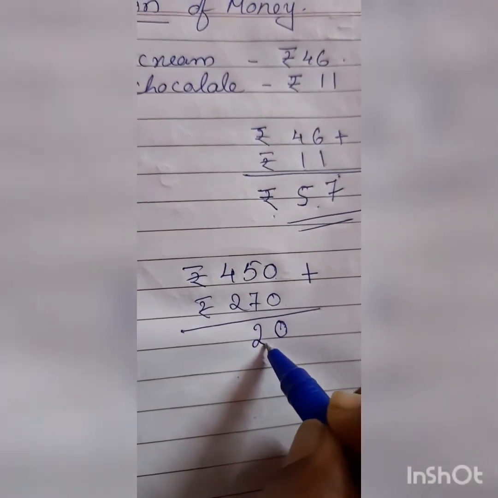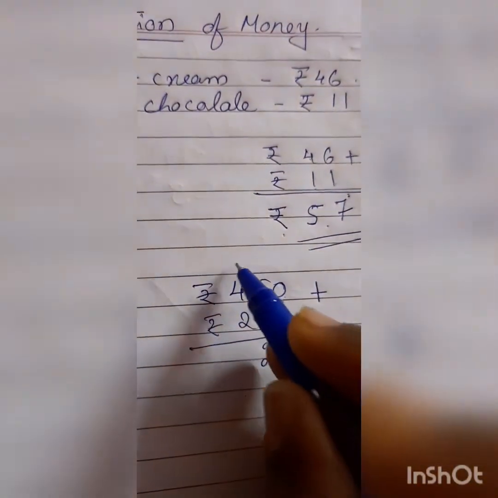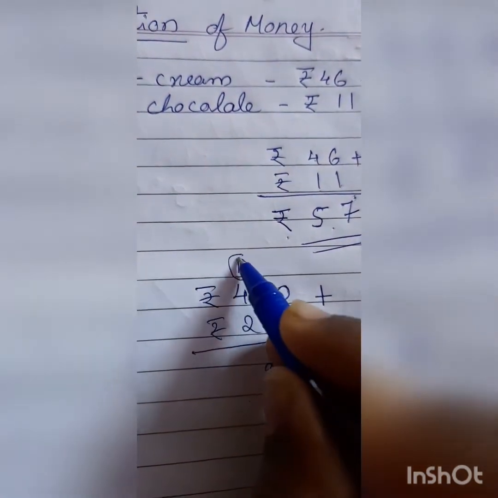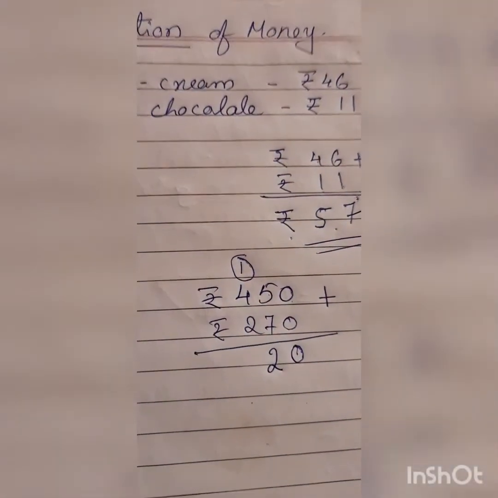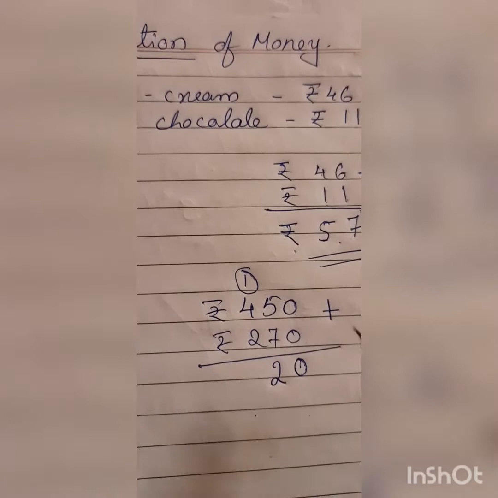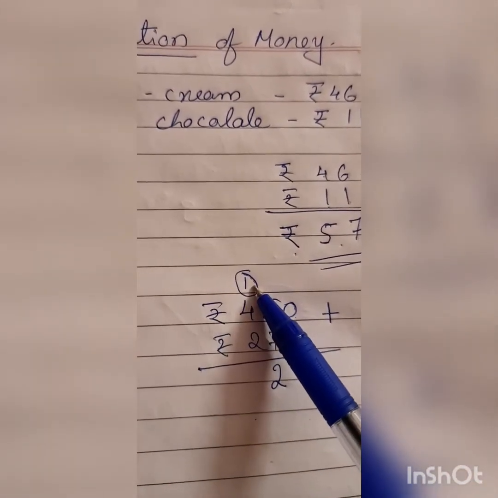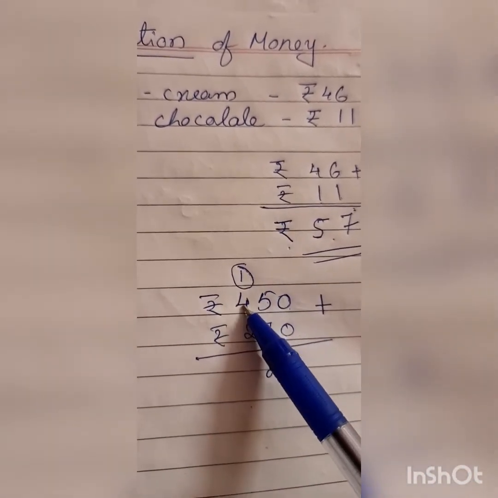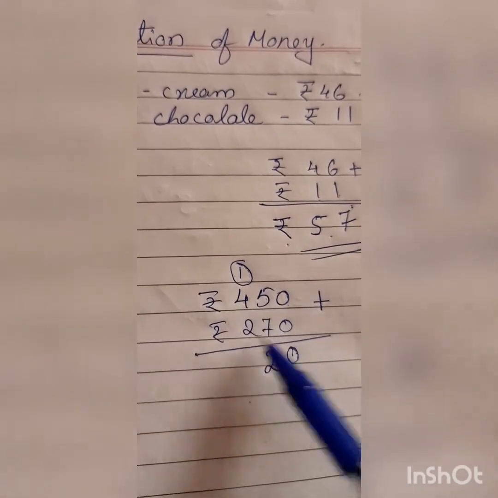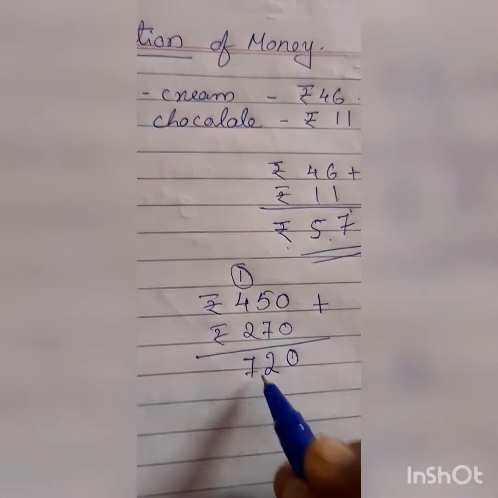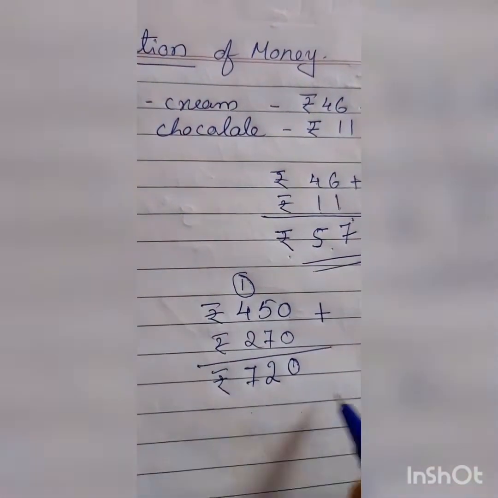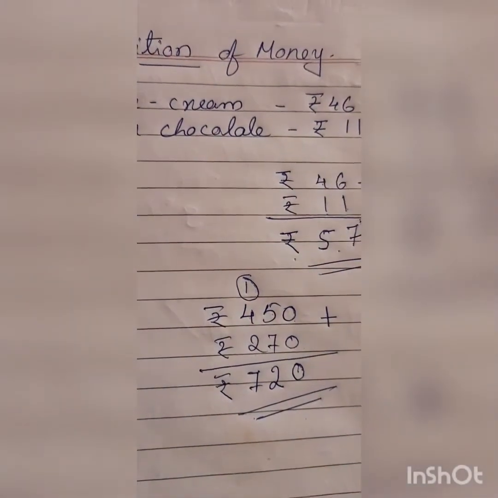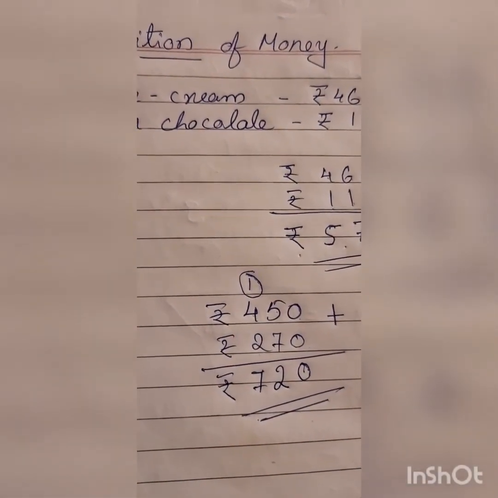2 should be written right here and 1 is the carry, and that carry should be written above the next position. Then 1, the carry, plus 4, that is 5. 5 plus 2 is 7. Then our total amount is rupees 720.